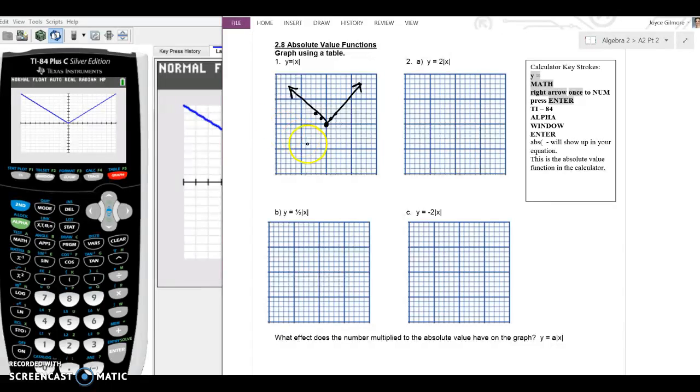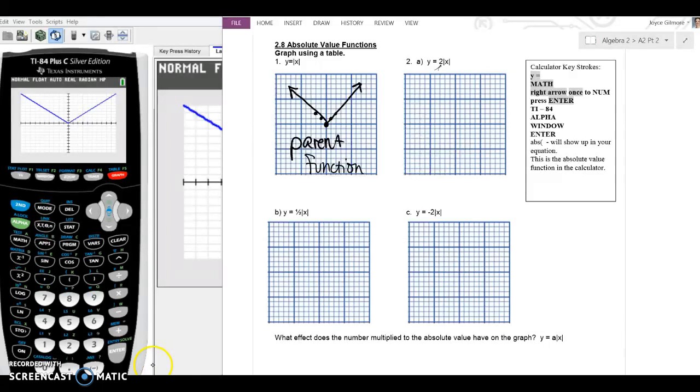Okay, this is called the parent function. The parent function is the simplest version of any particular function. So y equals the absolute value of x is the parent. It's the most original absolute value function. Now we're going to look at what happens when we do stuff to the equation y equals the absolute value of x. Like, what happens if we put a 2 in front of it?